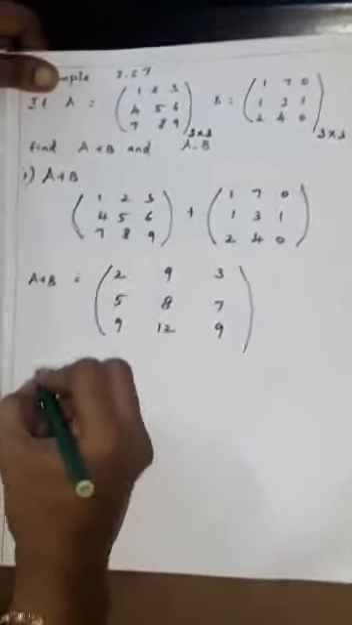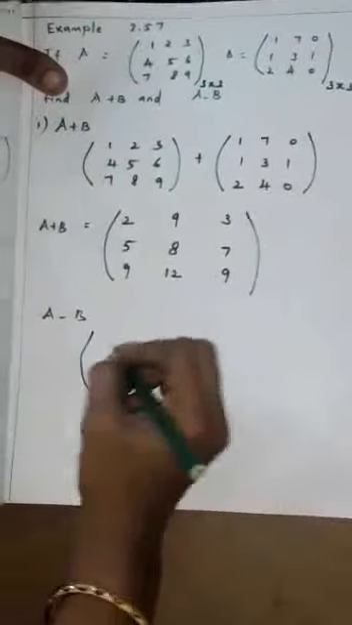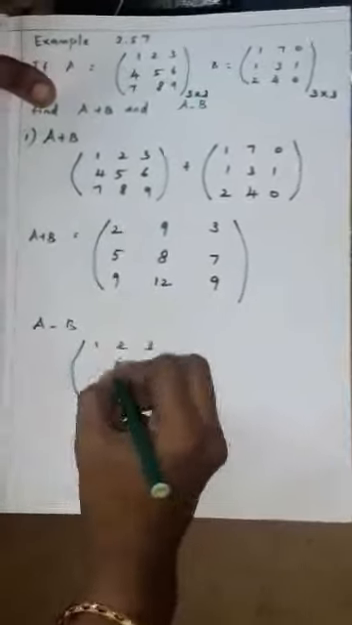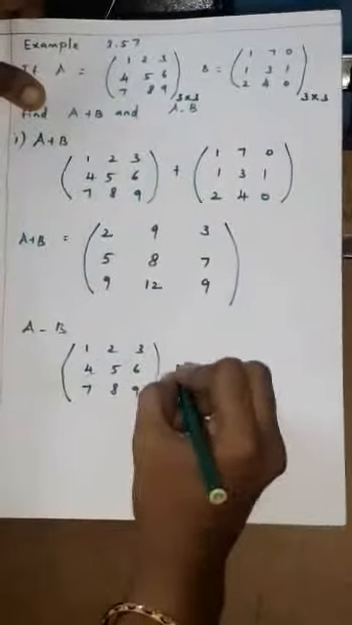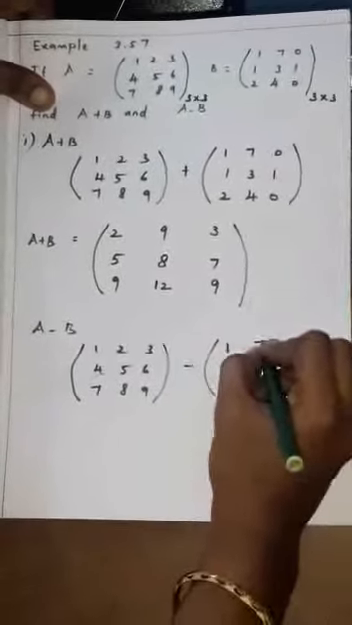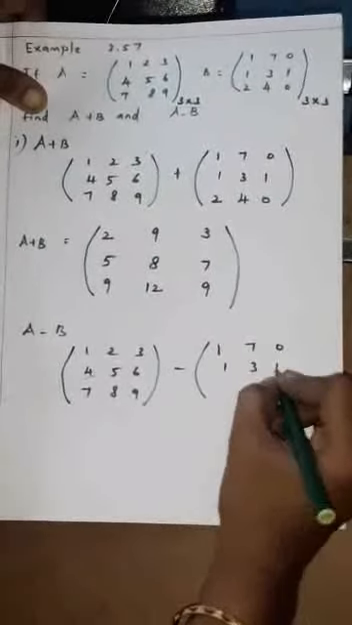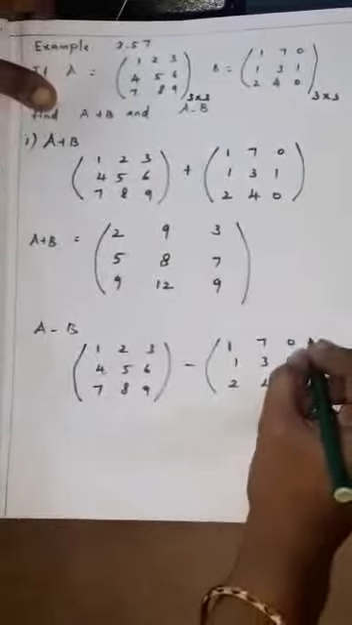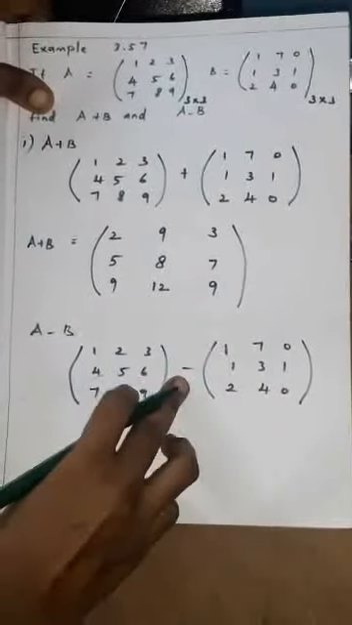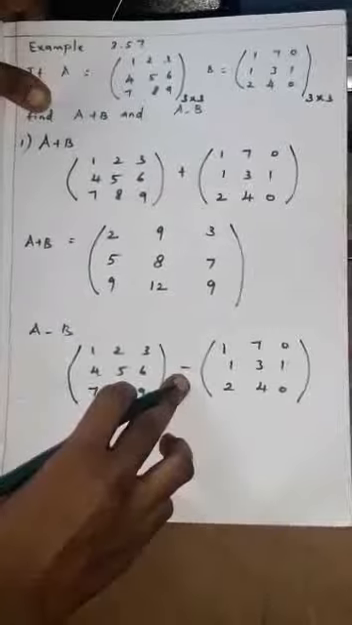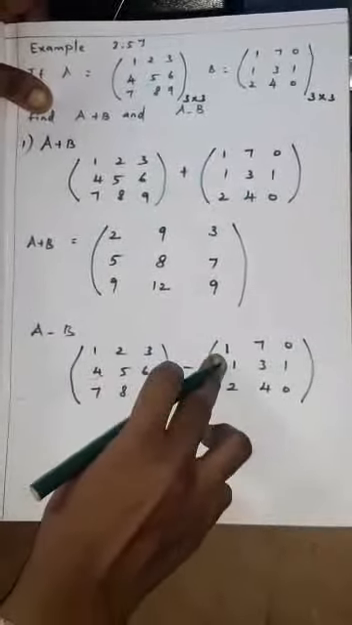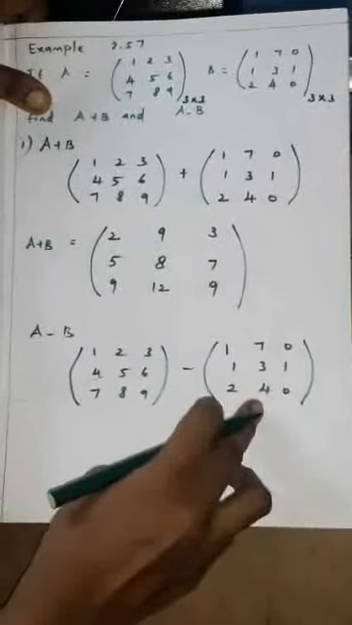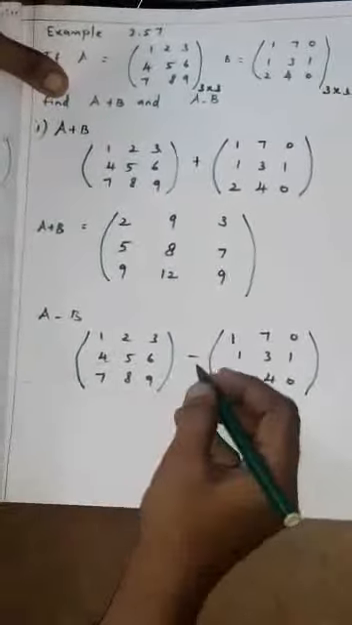The next one is A minus B. So the A matrix minus the B matrix: 1, 2, 3, second row 4, 5, 6, 7, 8, 9, minus the B matrix elements 1, 7, 0, 1, 3, 1, 2, 4, 0. Since there is a minus symbol outside the bracket, you apply the additive inverse to the bracket elements. Additive inverse means positive changes into negative and negative changes into positive.